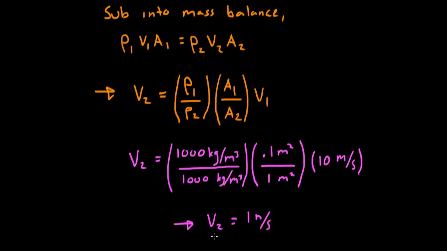For an incompressible flow, the ratio of inlet and exit velocities is equal to the inverse ratio of the areas because the densities cancel out.